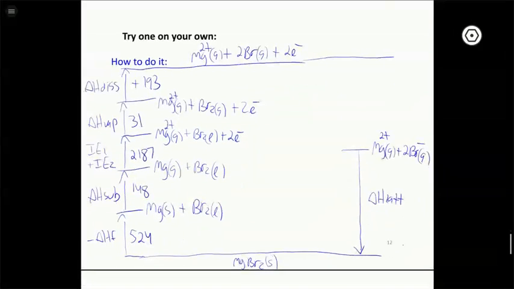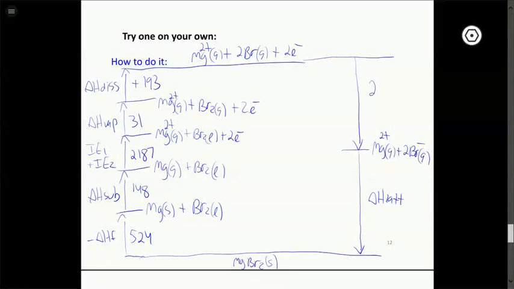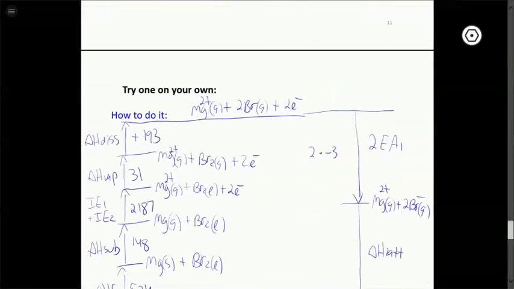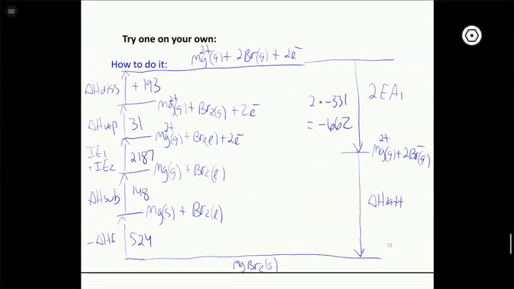And then finally, the last thing we have is the two bromines combining with the two electrons to make 2 Br minus. And remember that adding an electron to an atom is called electron affinity. And this is going to be 2 times the electron affinity for bromine, because we have 2 bromine atoms combining with 2 electrons to make 2 Br minuses. So we have to double the electron affinity, because electron affinity only applies to 1 mole of the substance. And so that's going to be 2 times that number up here, which is minus 331. So a total of minus 662 for that step. There's 2 bromines going to 2 Br minuses.